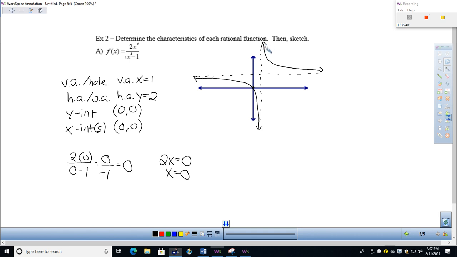We could also talk about the multiplicities. If you remember, we talked about that on the vertical asymptote. This one's going down to negative infinity. That one's going up to positive infinity. That works based on the multiplicity of the factor that we see here.